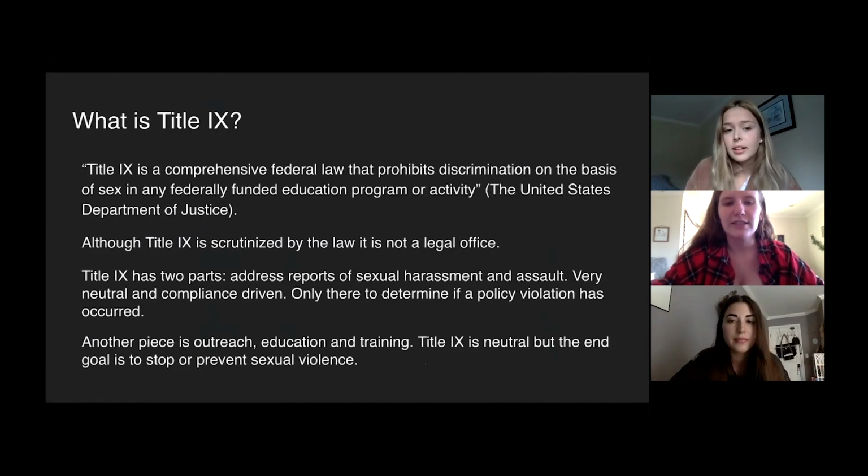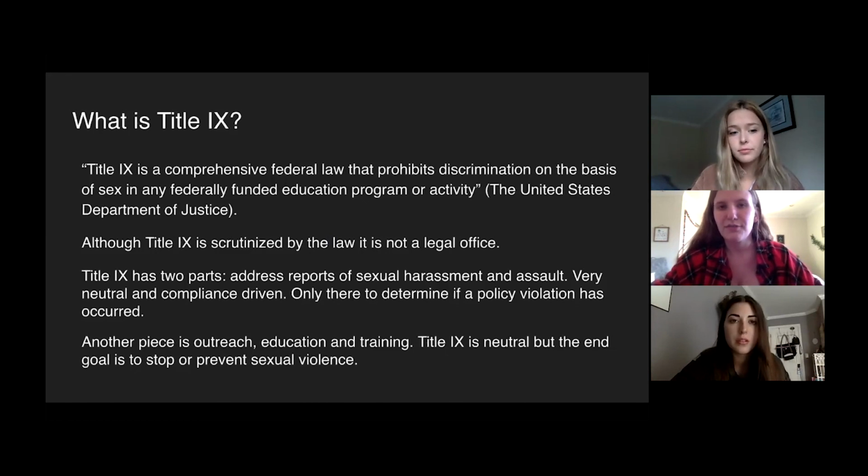Title IX is a comprehensive federal law that prohibits discrimination on the basis of sex in any federally funded education program or activity. This includes sports. Although Title IX is scrutinized by the law, it is not a legal office. Title IX has 2 parts: address reports of sexual harassment and assault. They are supposed to be very neutral and compliance-driven. It only works if both parties comply, and is only there to determine if a policy violation has occurred. Another part is outreach, education, and training. All students are mandated to complete a training at the beginning of the semester.